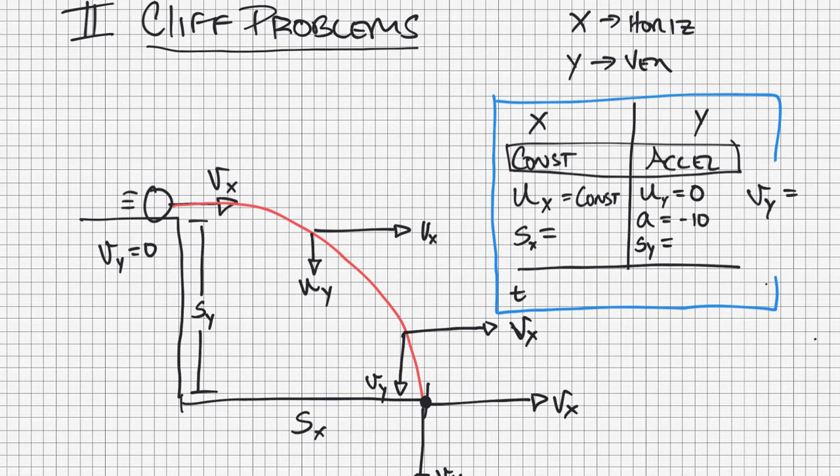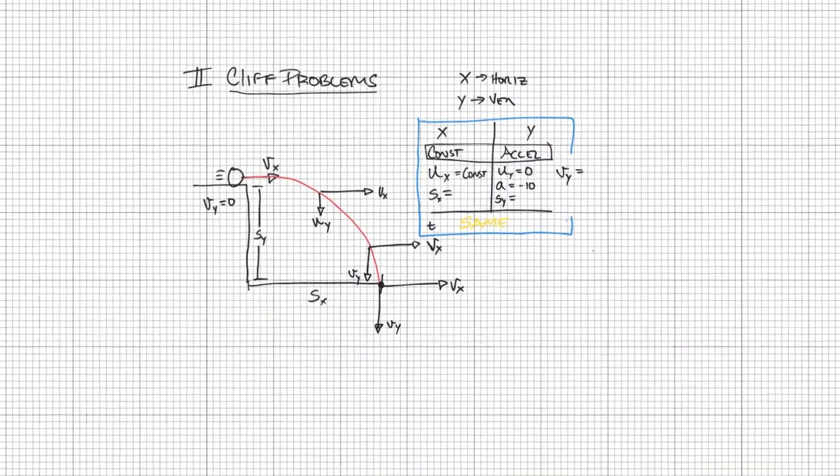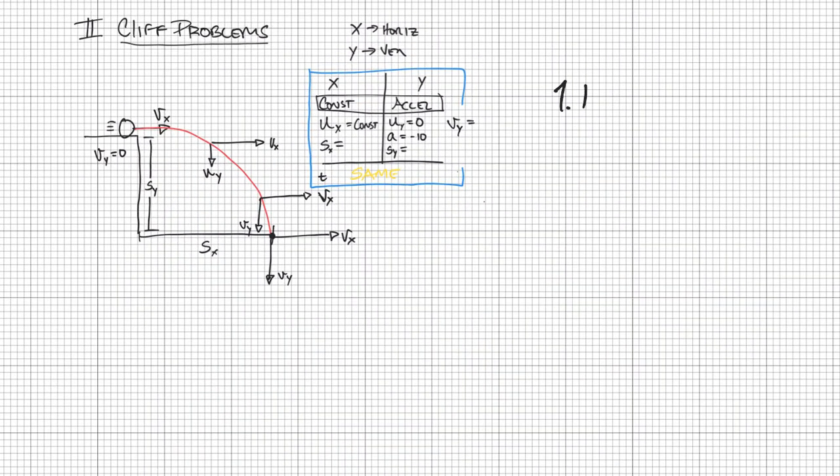Okay, but the one thing that I can take back and forth is time. Time is the same for both the x motion and the y motion. So oftentimes in these problems, if I am looking at how far something is going to land from the edge of my cliff, I need to know how long it is going to be in the air for. Well, I can do that using my acceleration motion, right? So let's do this. There we go. So we can say time in air.